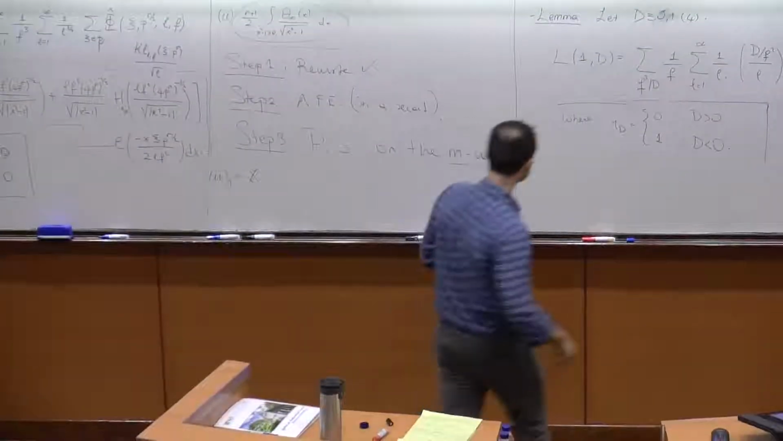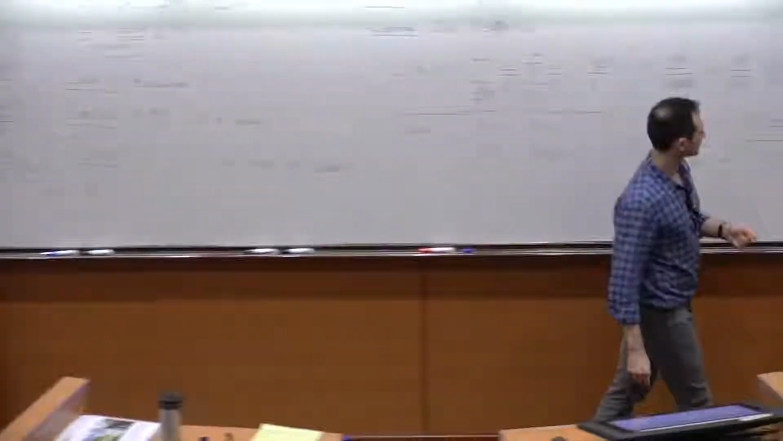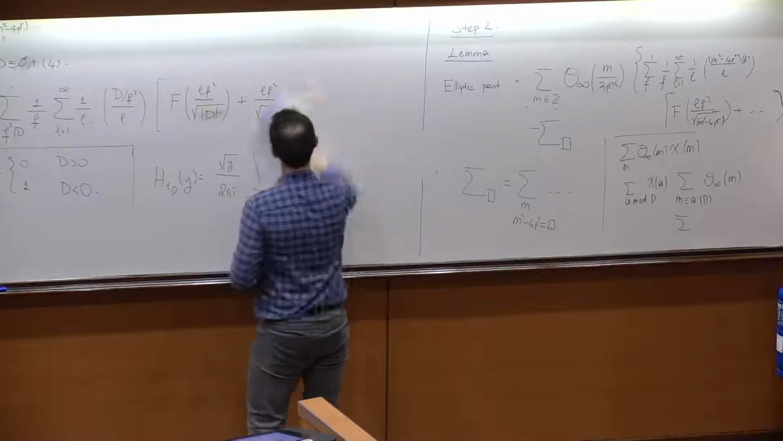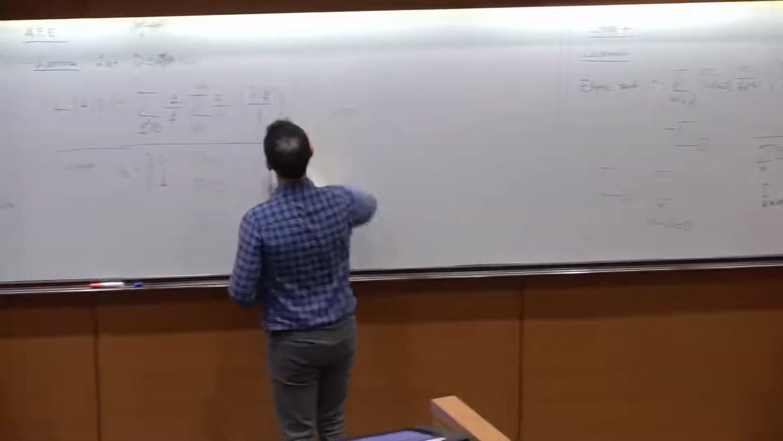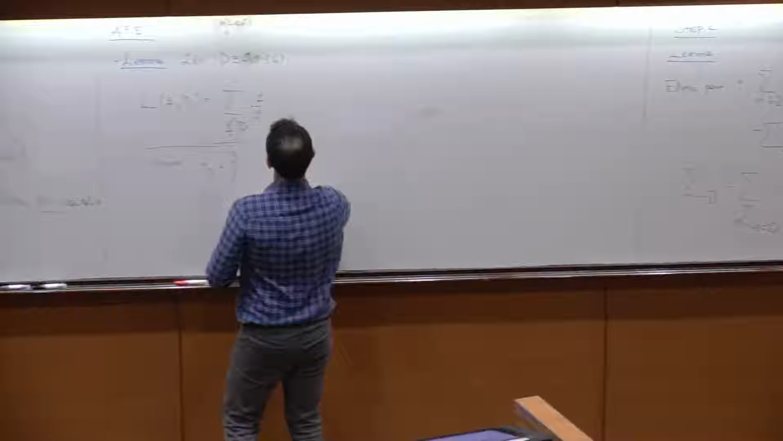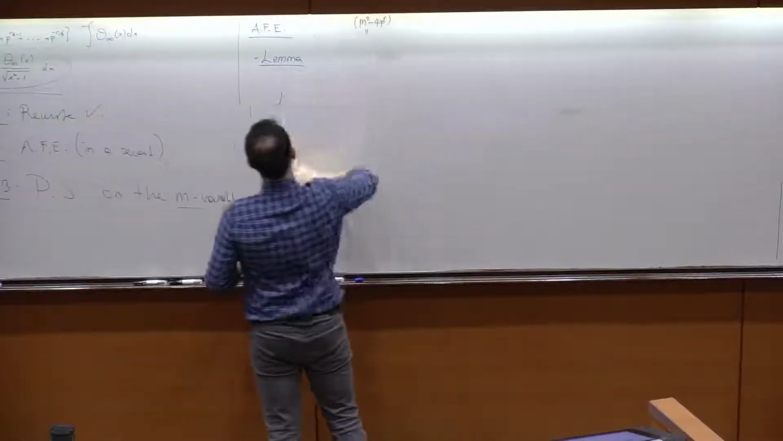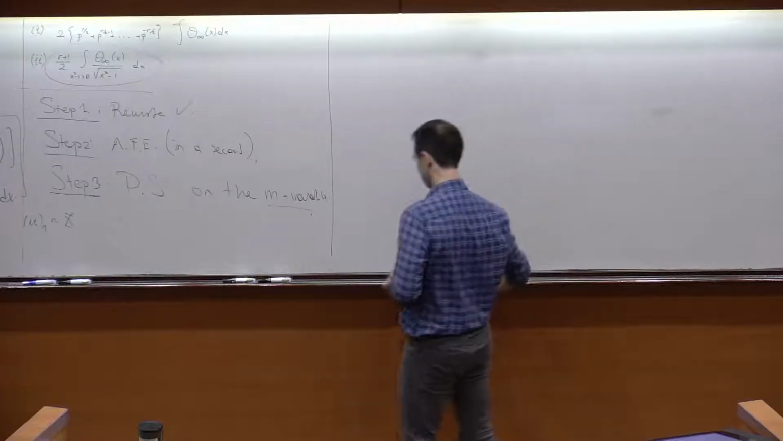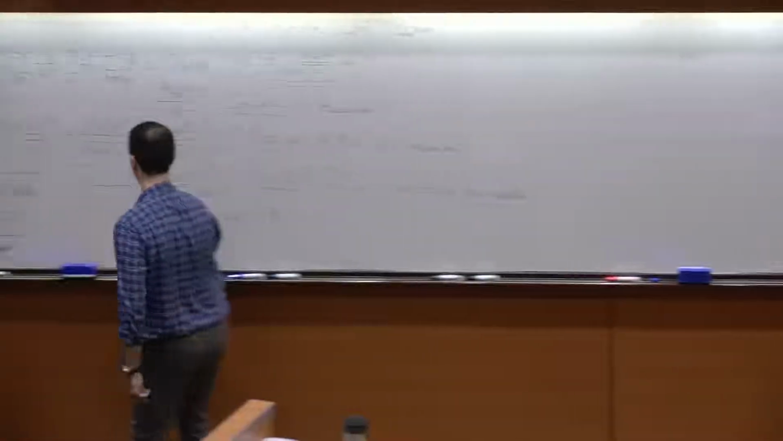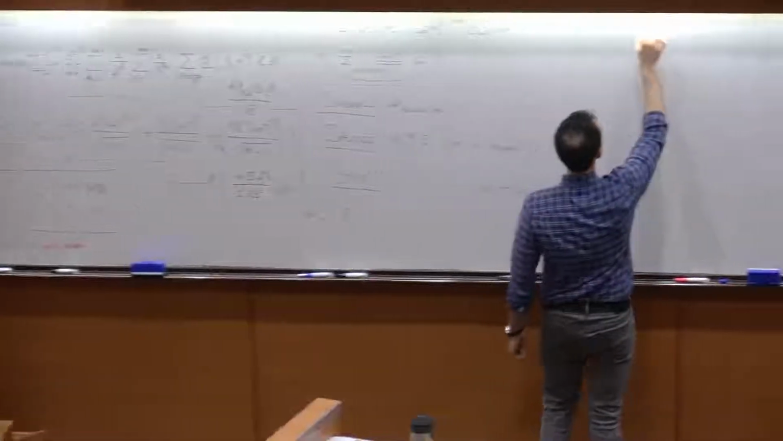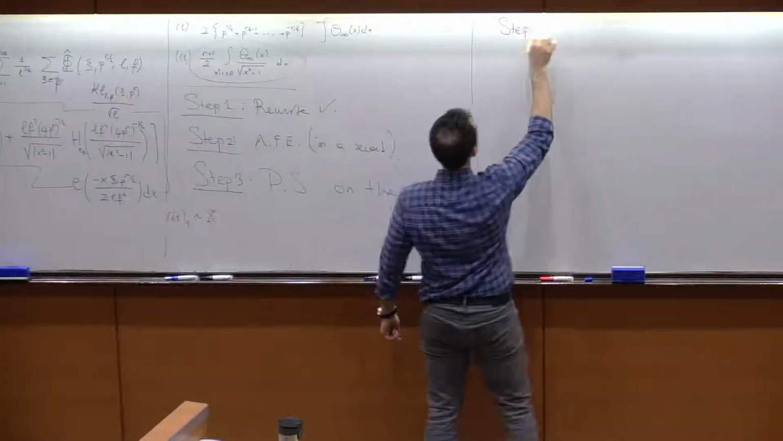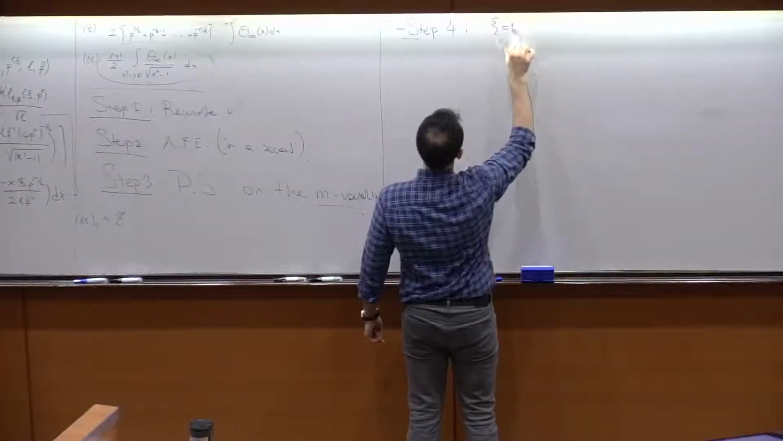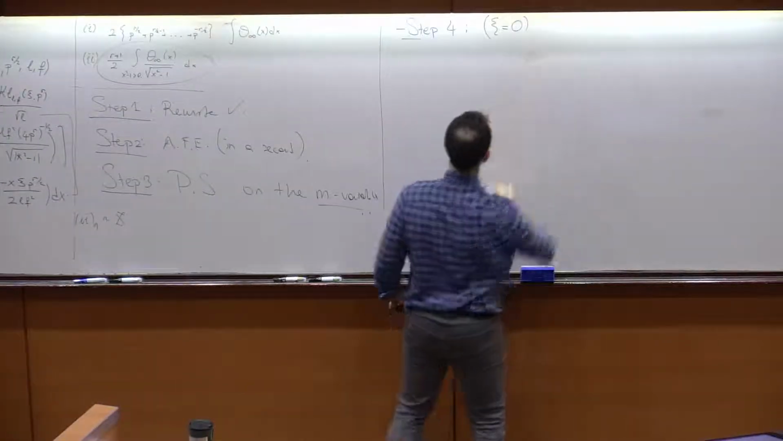Step number 4 is the dominant term. So the dominant term is supposed to give us some information about these discrete contributions which are not cuspidal, which are not tempered in general. So step number 4 is: what is the contribution of the C0 term.